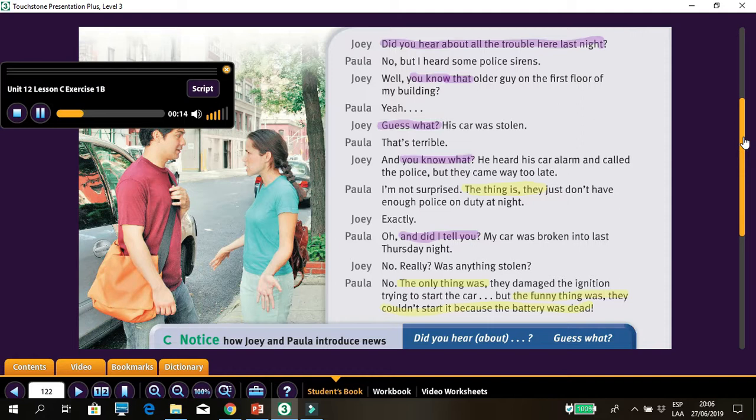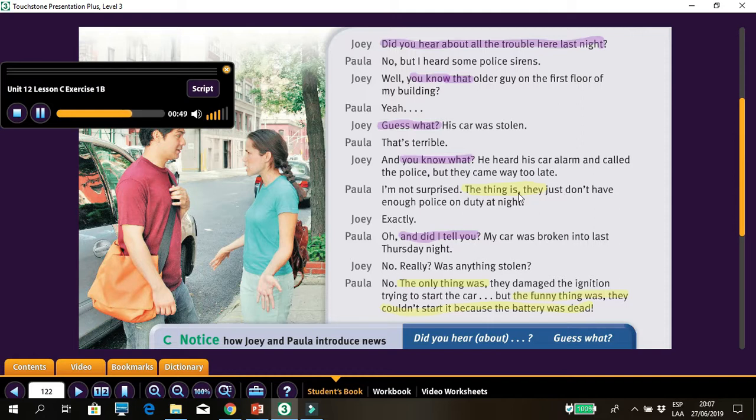Listen. What happened in Joey and Paula's neighborhood last night? Did you hear about all the trouble here last night? No, but I heard some police sirens. Well, you know that older guy on the first floor of my building? Yeah. Guess what? His car was stolen. That's terrible. And you know what? He heard his car alarm and called the police, but they came way too late. I'm not surprised. The thing is, they just don't have enough police on duty at night.